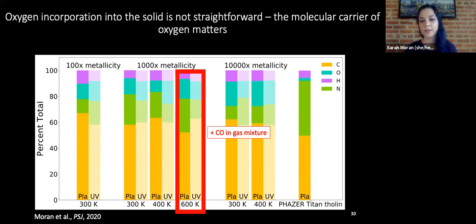We think this is happening because of the water-rich cases, the 600 Kelvin was the only one to have carbon monoxide as a gas as compared to the other two. And so we think that it actually enabled the inclusion of much more oxygen in the haze particles, because we're more easily able to build up haze particles on top of that CO, rather than trying to break the water molecules to make haze, which is why those other two don't have quite as much oxygen in them.